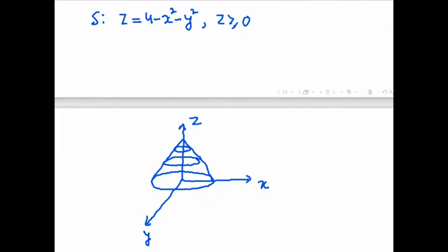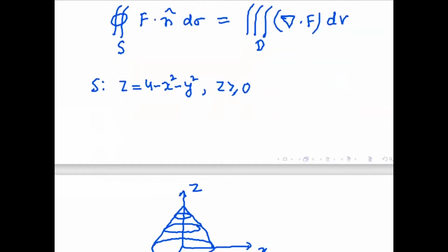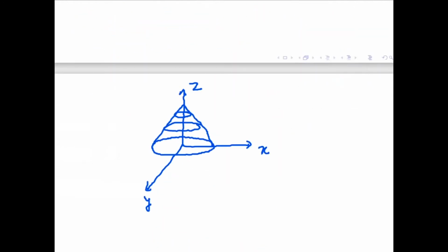So the question is whether this is a closed surface. If this surface is closed, then we can apply this Gauss divergence theorem. So is this surface of this cone closed? The answer is no. That is not a closed surface. That is an open surface.